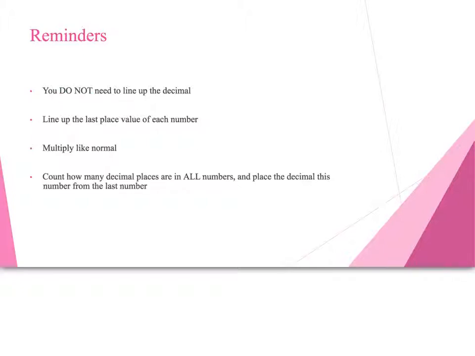All right, so finally our reminders are that you do not need to line up the decimal when multiplying decimals. Next is that you just line up the place value of each number, the last place value. So if you have 6.2 times 7, just the last place value of each number needs to be lined up. So the 2 and the 7. You're going to multiply like normal.